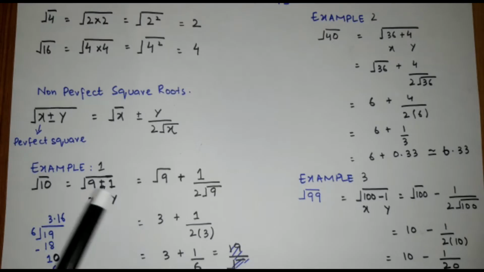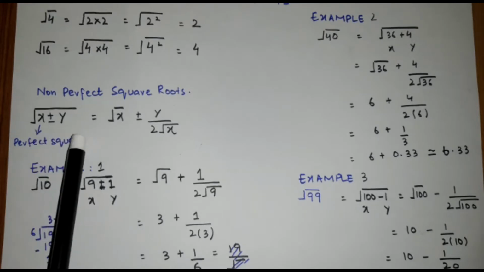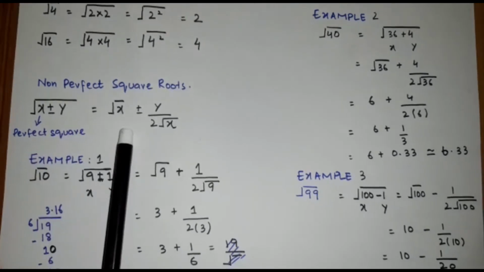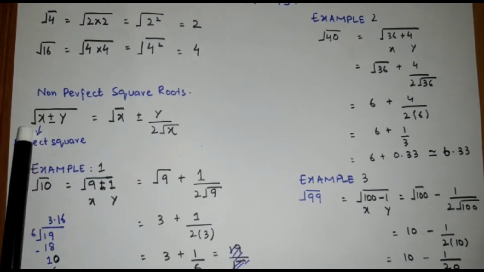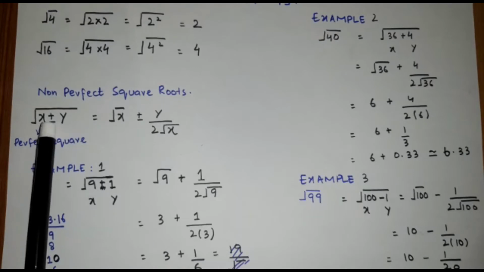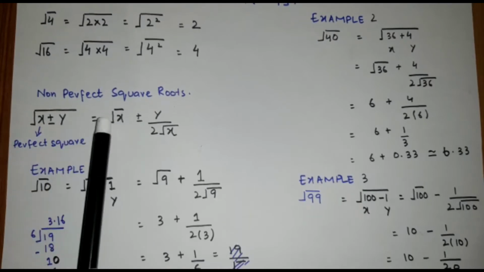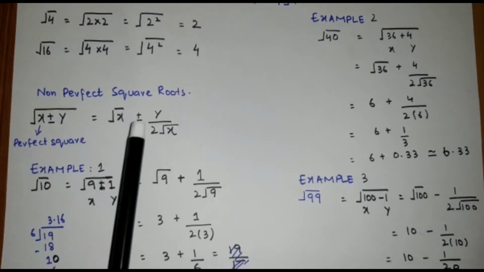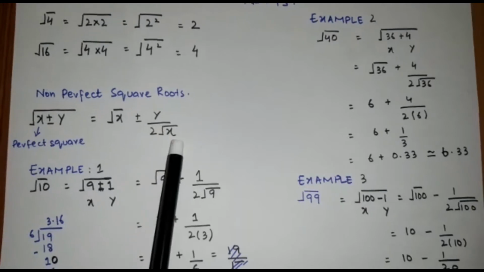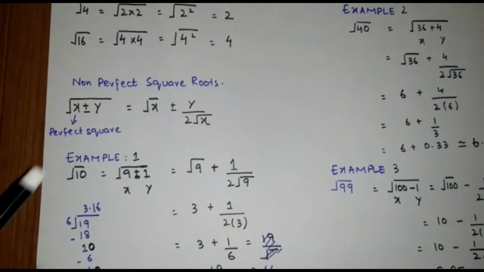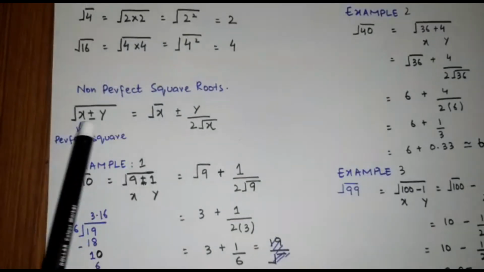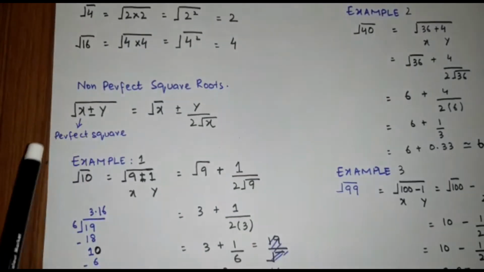So here we have come up with a formula that will make you find the square roots of non-perfect numbers easily. So here the formula is under root of x plus minus y is equal to under root of x plus minus y upon 2 times under root of x. Before starting we must know what x and y are here and what plus minus means.